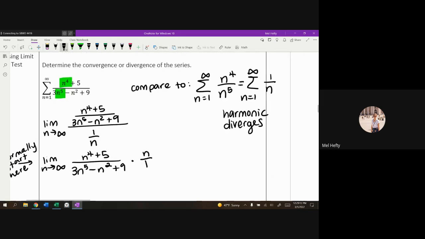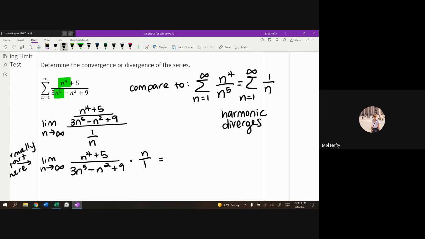All right. Let's go ahead and I'm going to take that n on the top and distribute it into the stuff on the top of my limit.